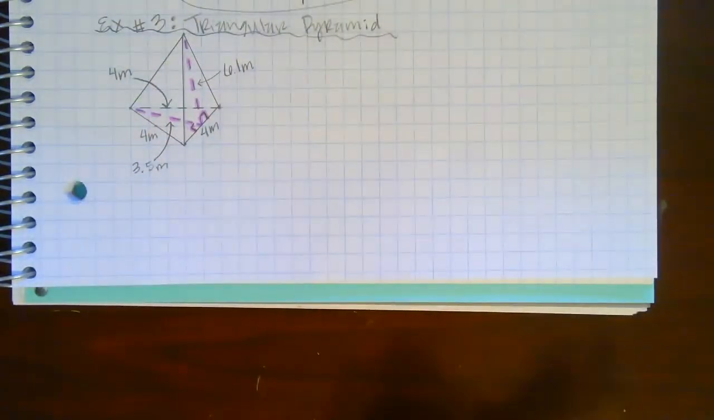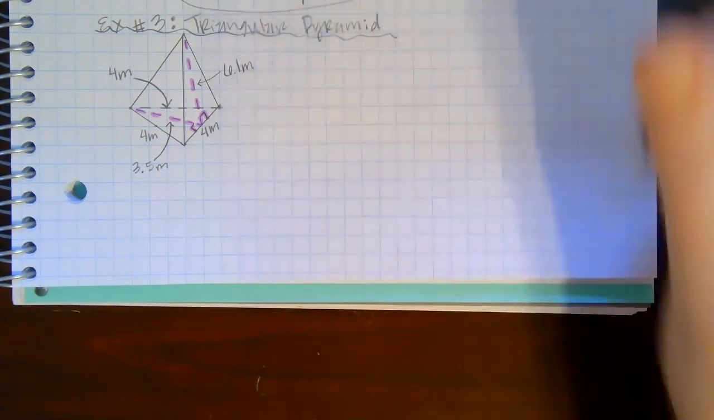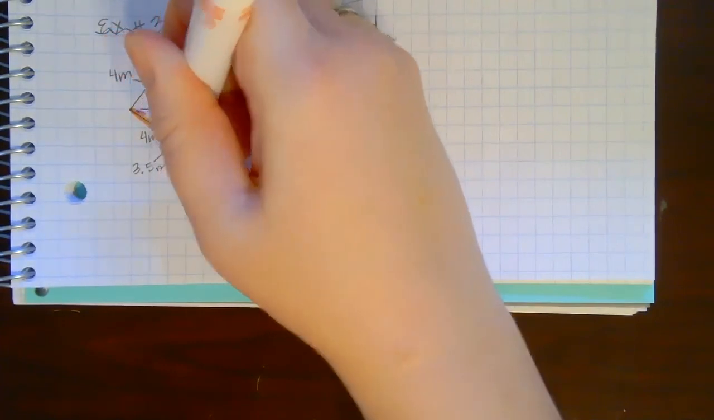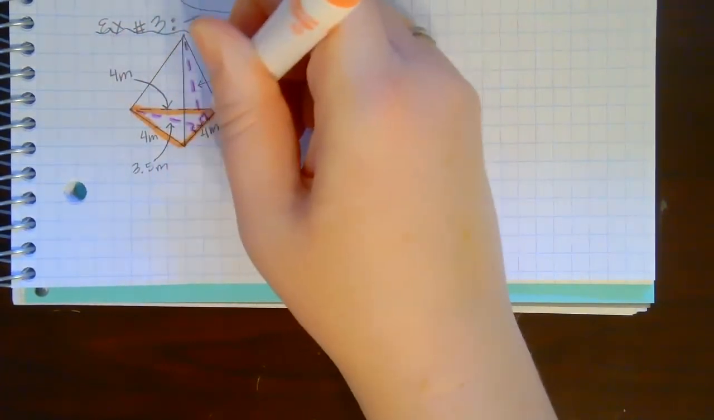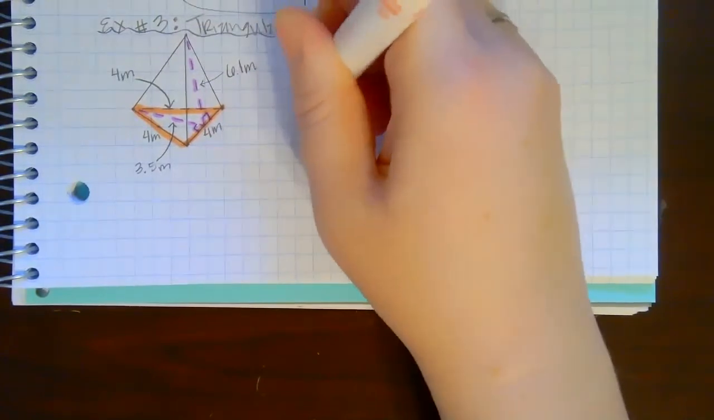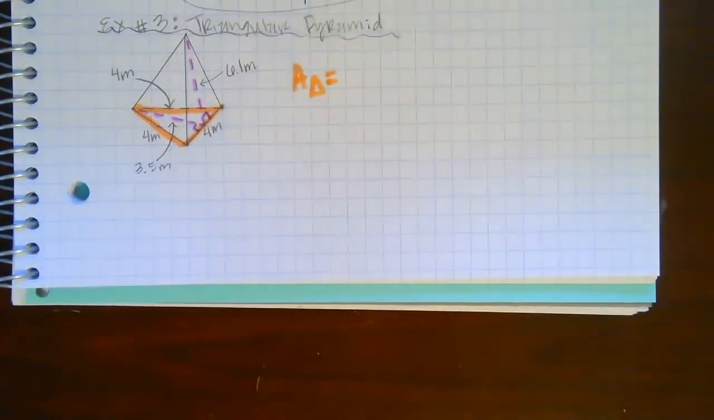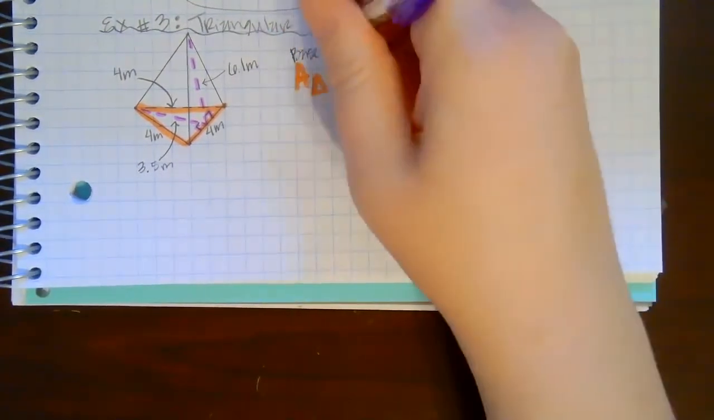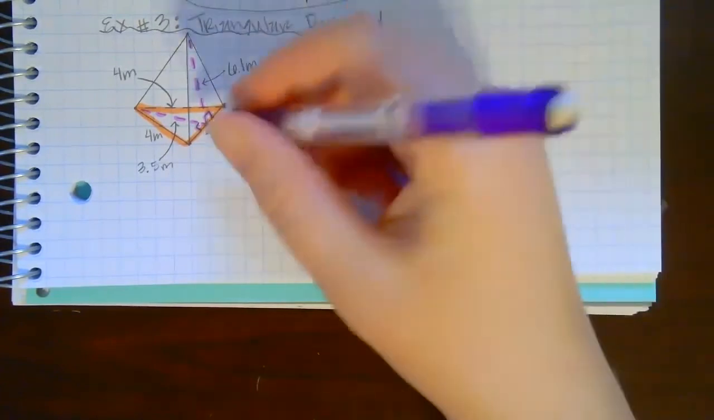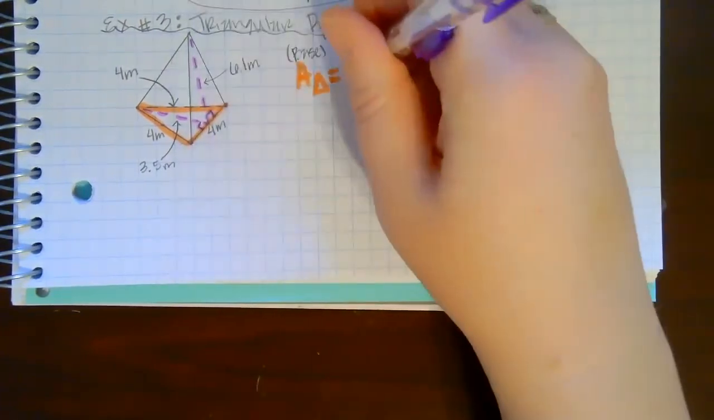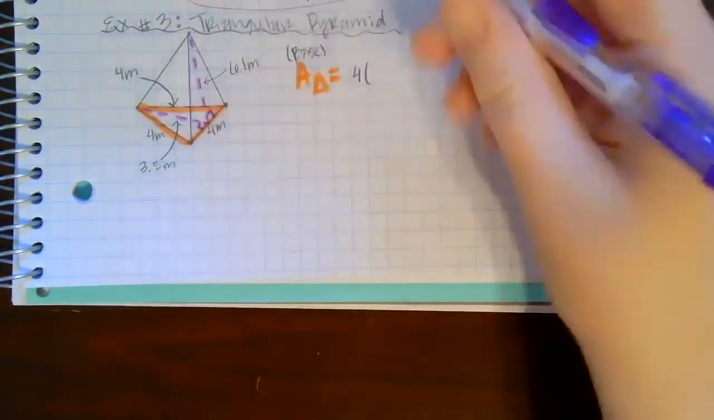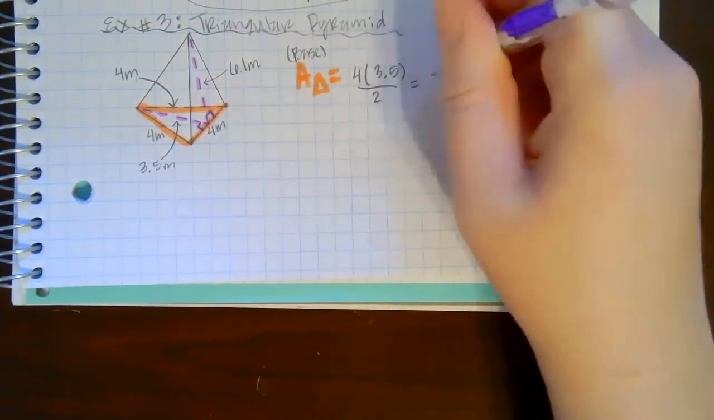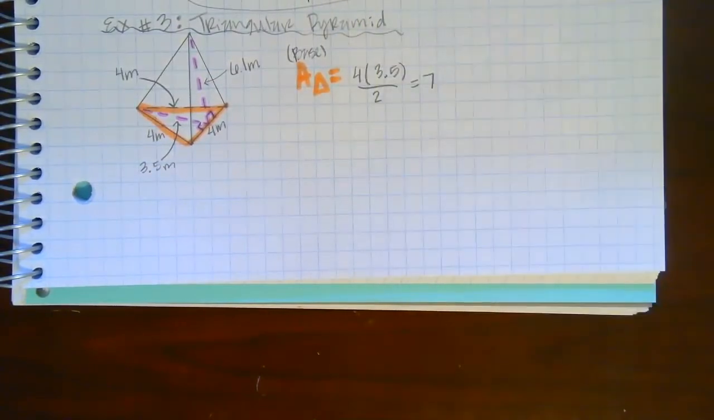All right, so let's look at this triangle. So we will start by finding the area of our base first. We always do the base first just to get that out of the way. So here is my base. So I'll find the area of the base triangle first. Okay, I'll just put this as my base. All right, so the base of that triangle is 4 times the height of that triangle is 3.5 divided by 2, which gives me 7 for that triangle.